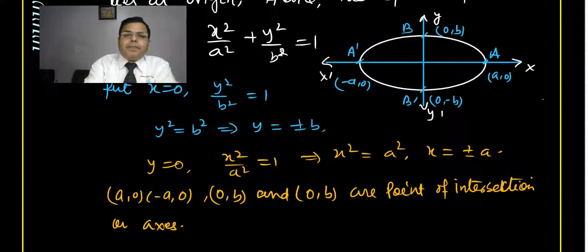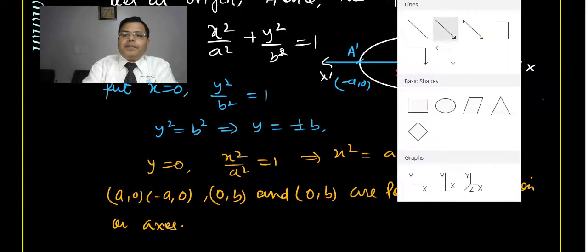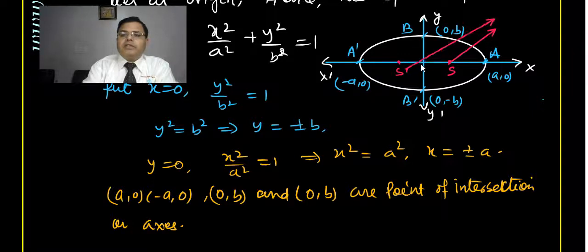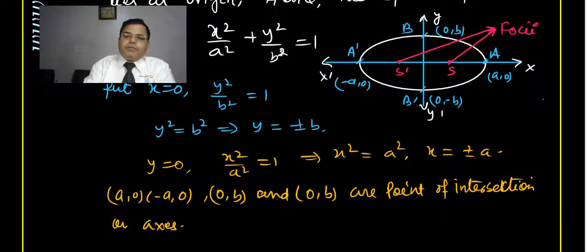Now there are two foci in the ellipse. There are two foci, S and S dash. Focus, the plural of focus is foci. So these are called foci.